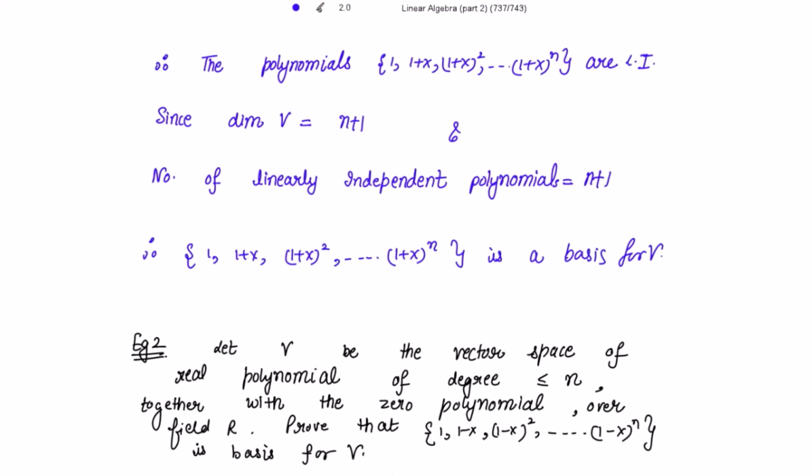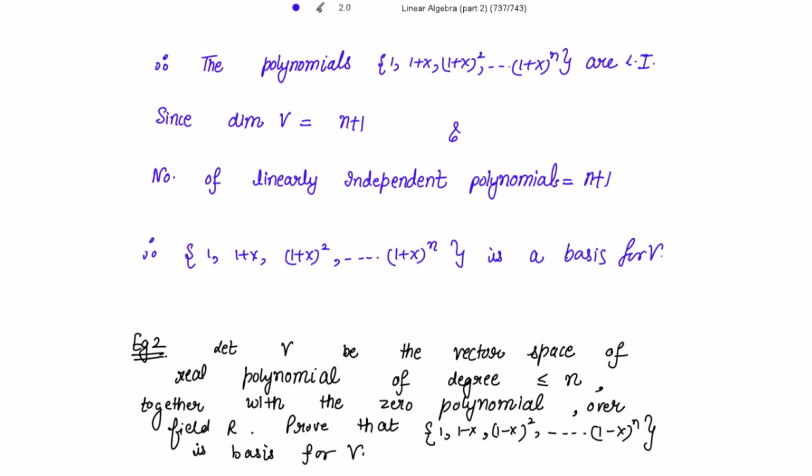Let V be the vector space of all real polynomials of degree less than or equal to n, together with the zero polynomial over the field R. Prove that 1 minus x, now here the sign changes, that doesn't matter, (1 minus x) whole square, up to (1 minus x) to the power n, this is still a polynomial, is a basis for V.